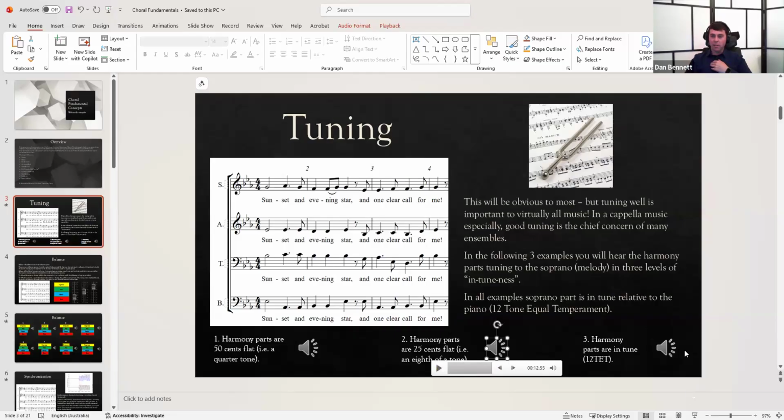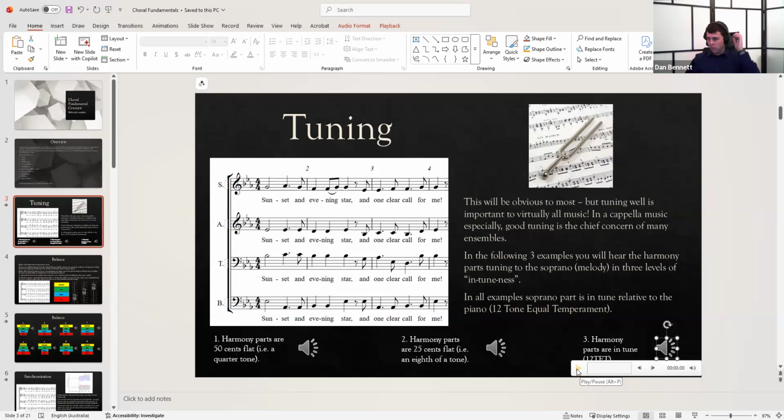Sounds, to my ears, markedly better than the first one. And finally, let's hear the song in tune. I'm using 12-tone equal temperament, so in tune with a piano.